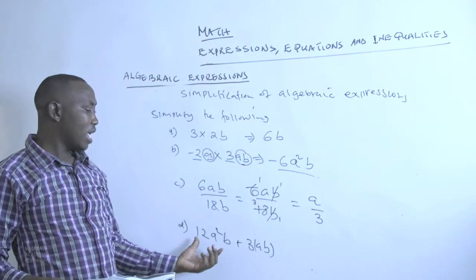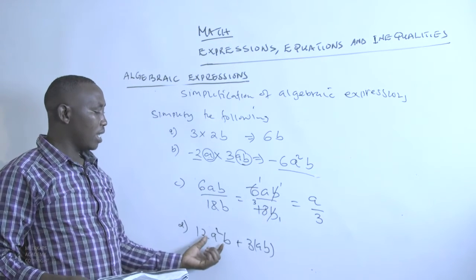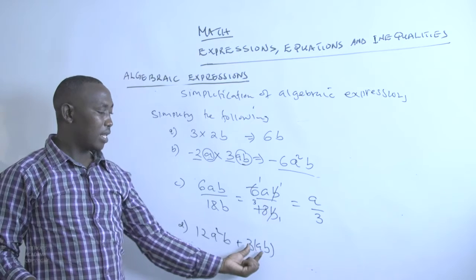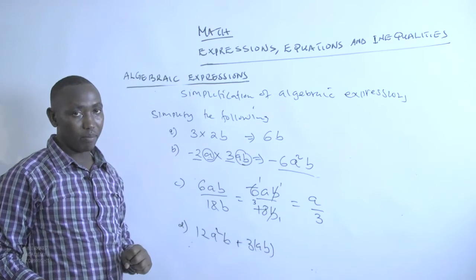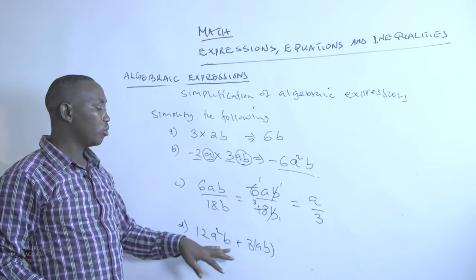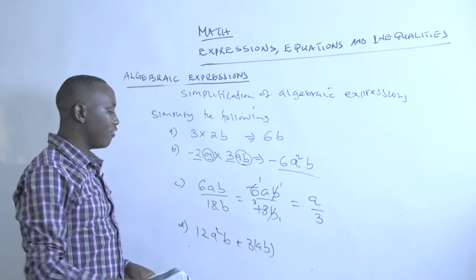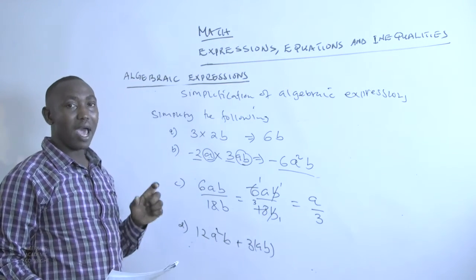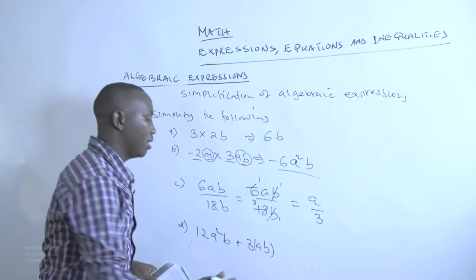Now, we discover that in this particular expression, the pronumerals in the first term are a squared b, and the pronumerals in the other term are ab. You'll discover that these two are not the same. That means the first term and the second term are not like terms. They are what we call unlike terms.